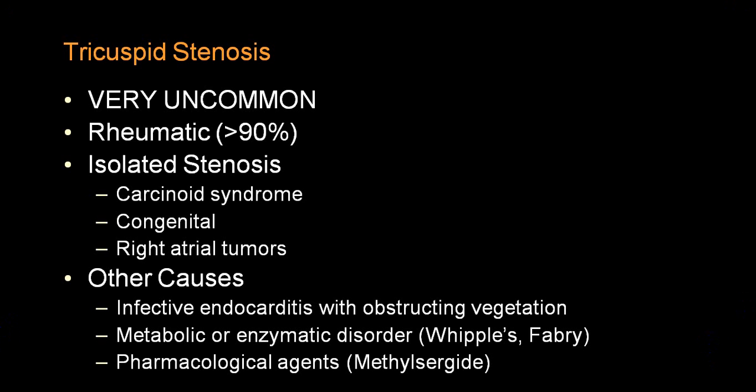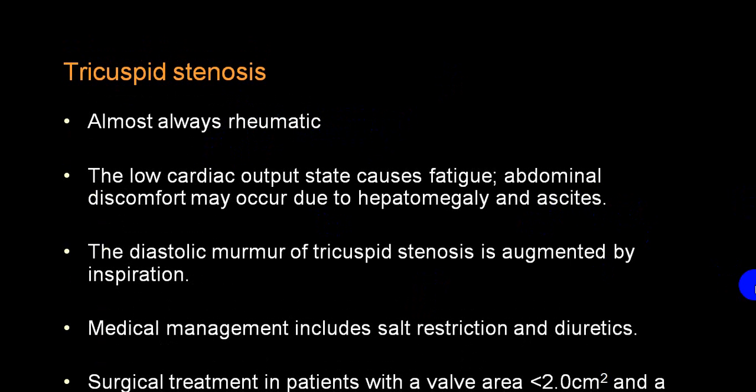Among the acquired group: drugs, methysergide, infective endocarditis, etc. Like carcinoid syndrome, that will be among the acquired group. But in the congenital group, it is the most common. Rheumatic fever producing tricuspid stenosis is again not very common. So these are the different etiologies which you can see once in a while in case of tricuspid stenosis.